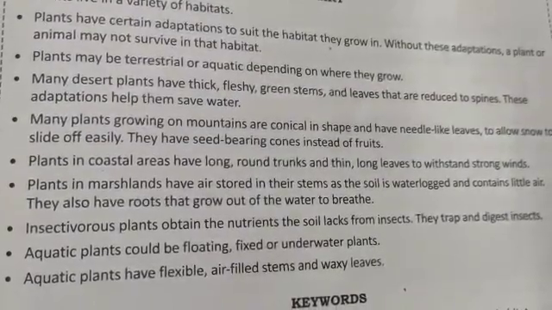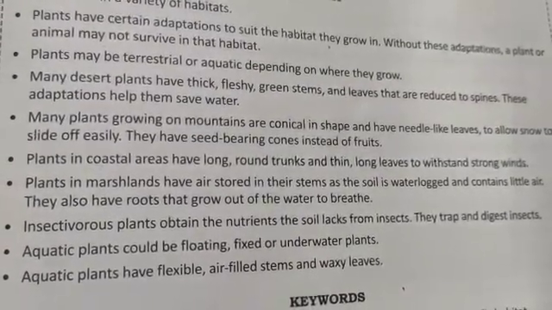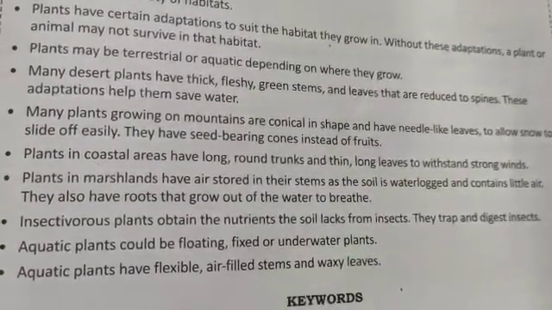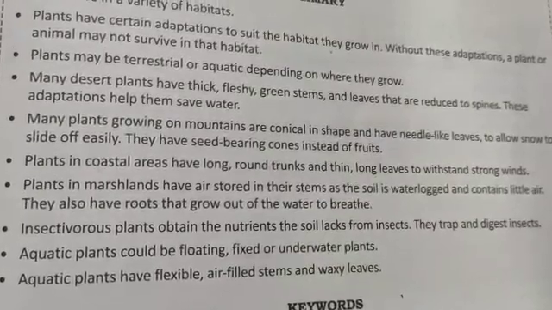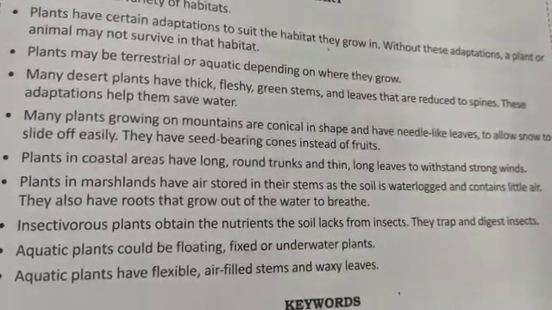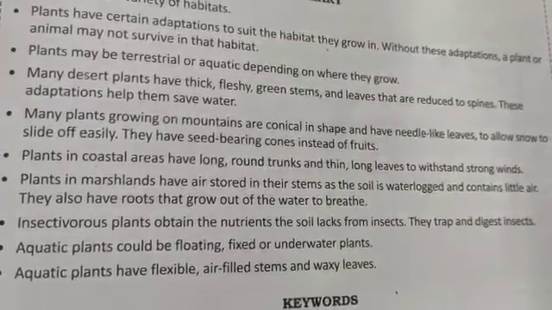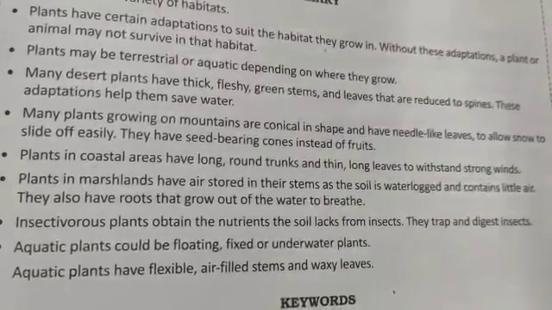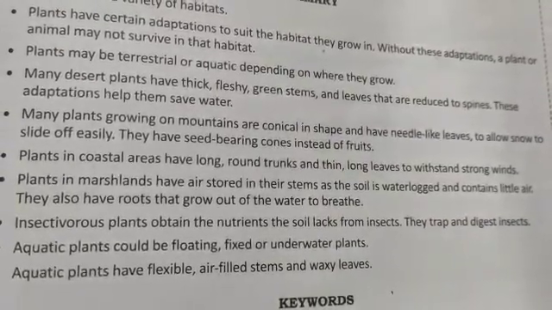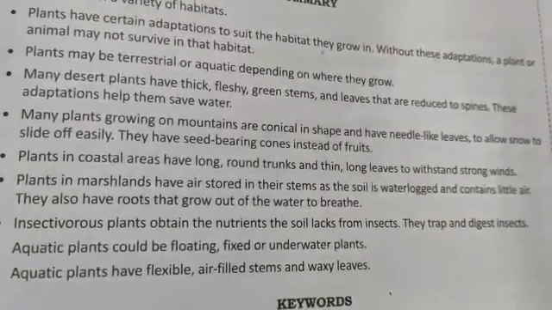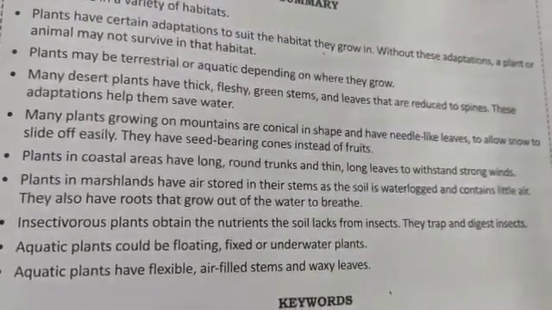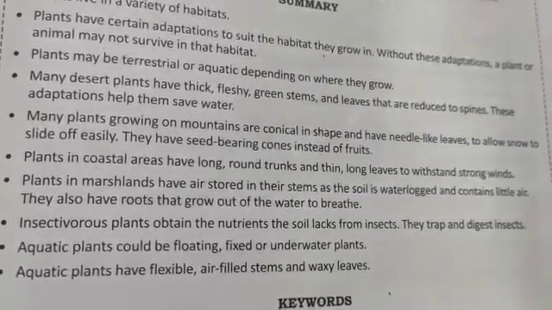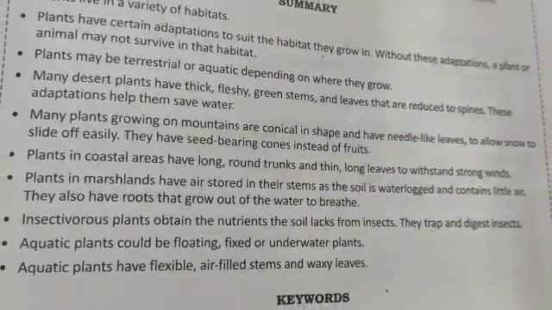Plants in marshlands have air stored in their stems as the soil is waterlogged. So the roots cannot breathe, as the soil contains little air. They also have roots that grow out of the water to breathe. What are they known as? Yes, breathing roots. Insectivorous plants obtain the nutrients the soil lacks from insects. They trap and digest insects. What are insectivorous plants, you remember? Those plants that trap and eat insects. Why? To obtain the nutrients they do not get from the soil.